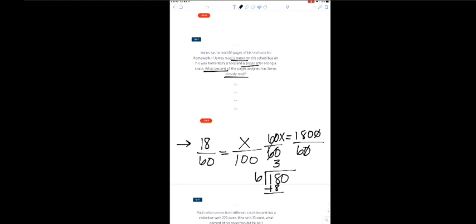6 times 3 is 18. I need to bring down that 0. So 6 goes into 0 0 times. And now I've brought down all the numbers and I'm done. So my answer is 30%. That is what he has already read.